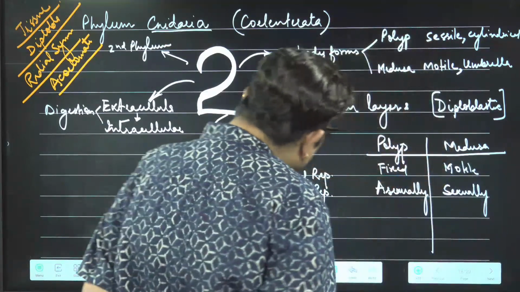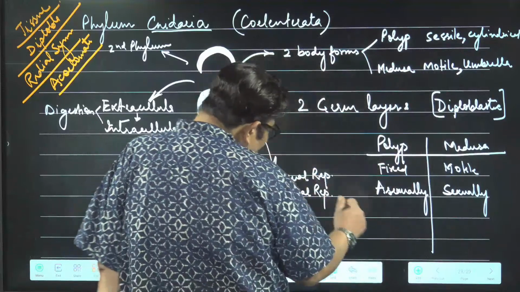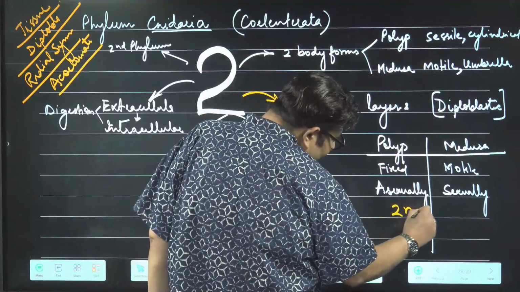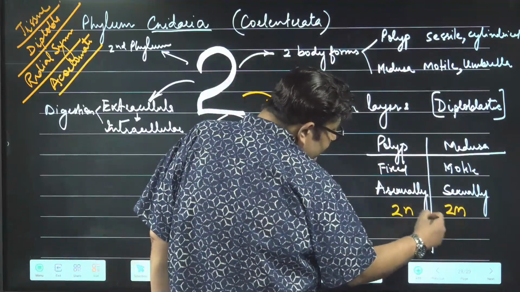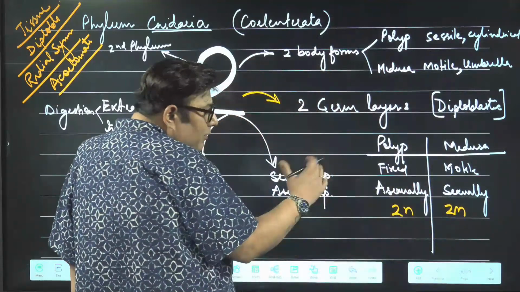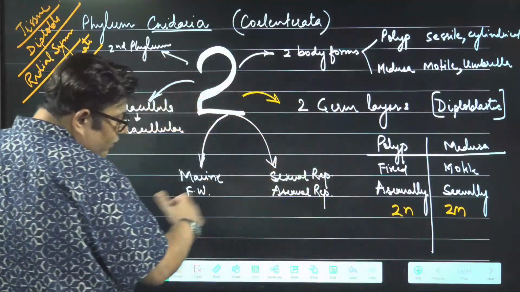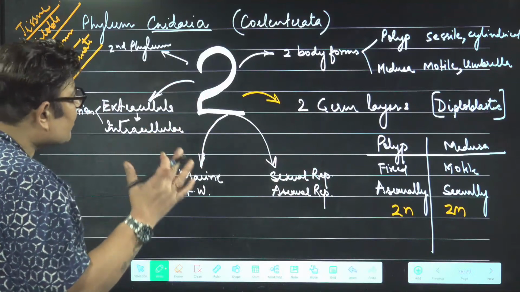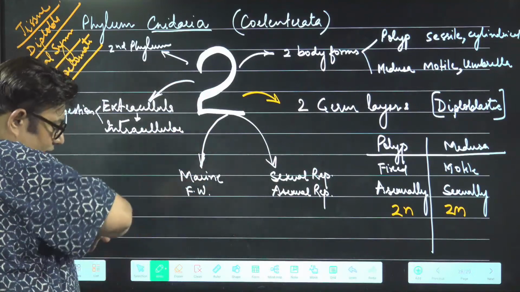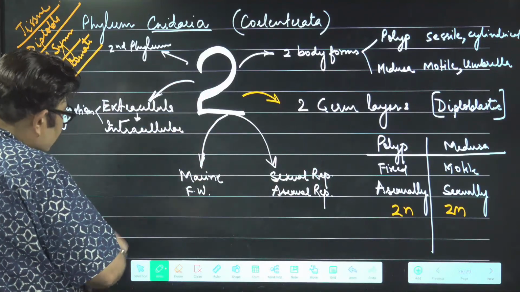Yes, you're right. Both are diploid. So it was a trap. This is not like the plant's haploid-diploid type of alternation. Here, both are diploid forms. From here, we will continue. Okay. These are the main points.